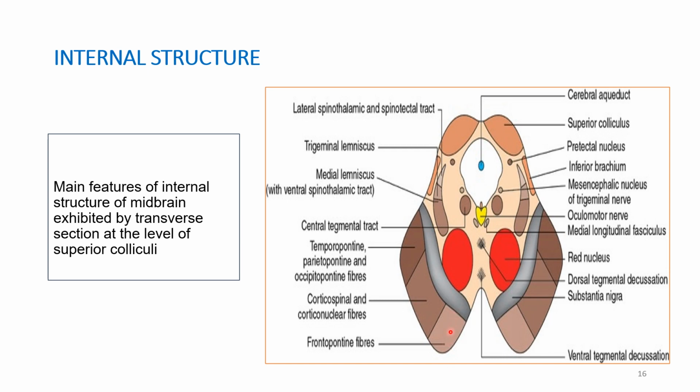frontopontine fibers, corticospinal and corticonuclear fibers, temporopontine, parietopontine and occipitopontine fibers. Here is the central tegmental tract, medial lemniscus, trigeminal lemniscus, lateral spinothalamic and spinotectal tract. So all these you can see if you take a transverse section at the level of the superior colliculi.